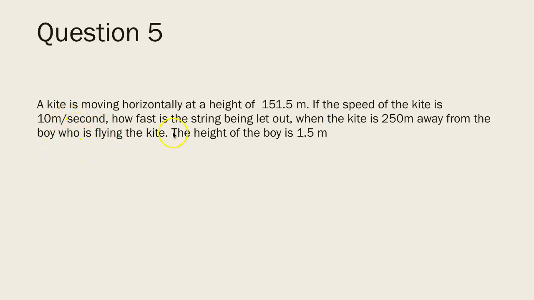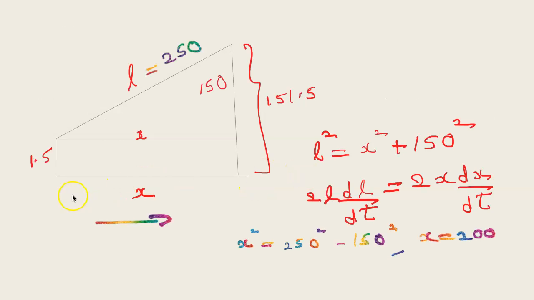Coming to the next question, a kite is moving horizontally at a height of 151.5 meters. If the speed of the kite is 10 meters per second, how fast is the string being let out when the kite is 250 meters away from the boy who is flying the kite? The height of the boy is 1.5 meters. So this is the height of the boy and the height of the kite is 151.5, so this is 150.